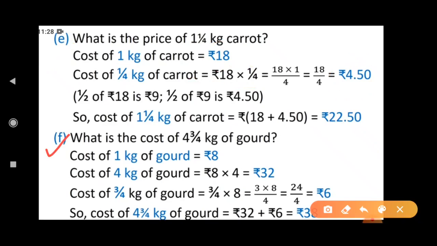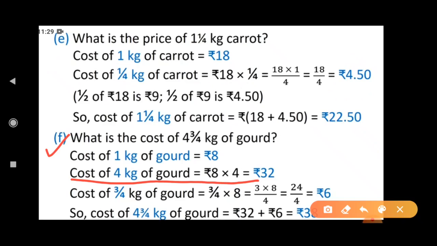Next question, what is the cost of 3 upon 4 kg of gourd? Here cost of 1 kg of gourd is given in the price list, it is rupees 8. Now we will find first 4 kg gourd and then after that 3 upon 4 kg. So cost of 4 kg of gourd, we will multiply rupees 8 with 4. So we will get rupees 32.